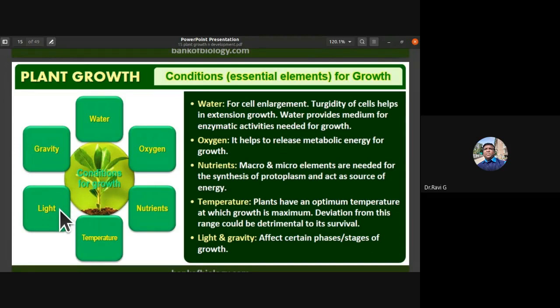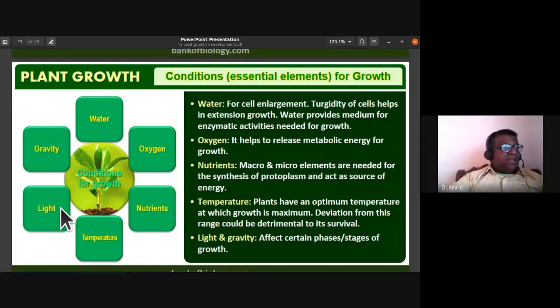The stem grows against the gravitational force, so it is negatively geotropic. The root grows towards the gravitational force, so it is positively geotropic. The root is positively geotropic and negatively phototropic; the stem is negatively geotropic and positively phototropic. The root grows away from light. So light and gravity play an important role in growth, and they affect certain phases or stages of growth.